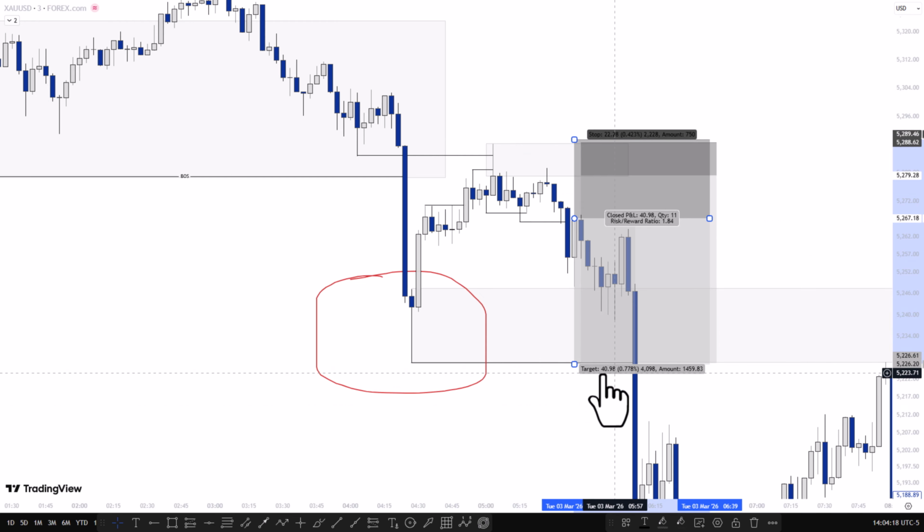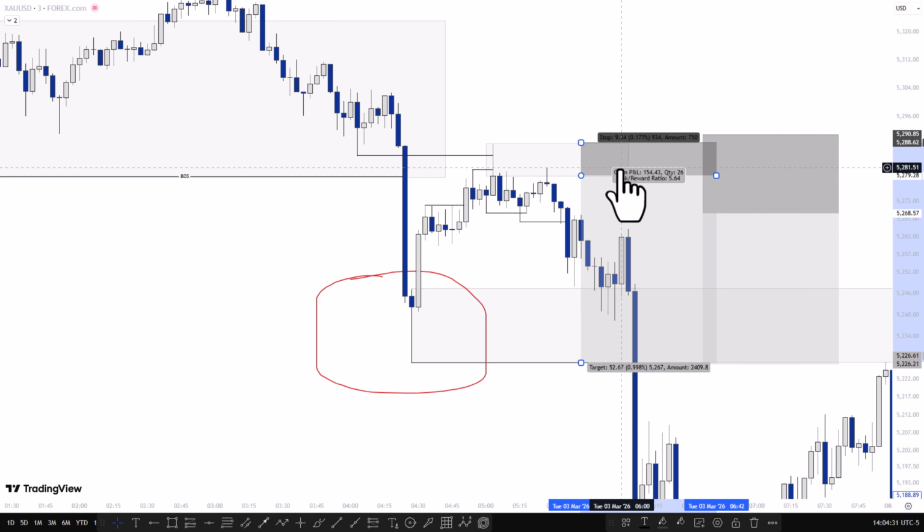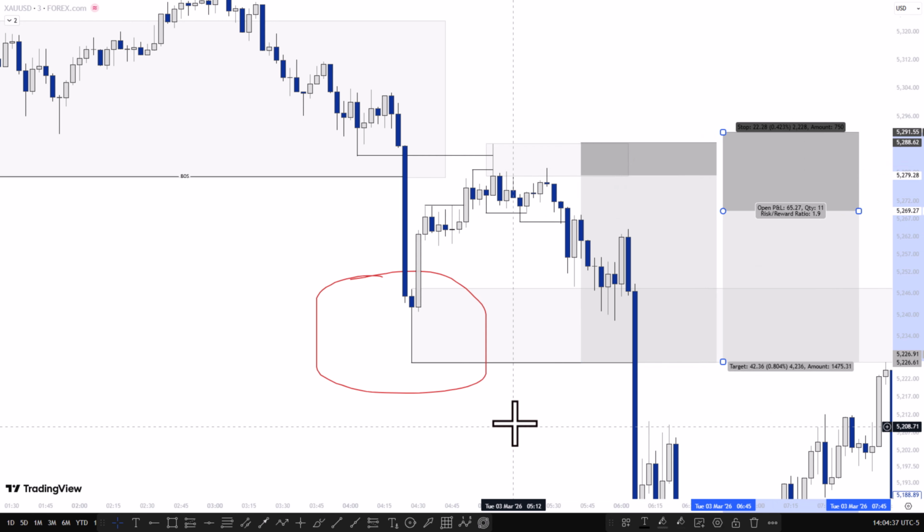Now you have 1:1 ratio. And also here you have 5:1. Here you have 1:1 ratio. So almost 2 ratios of trade.